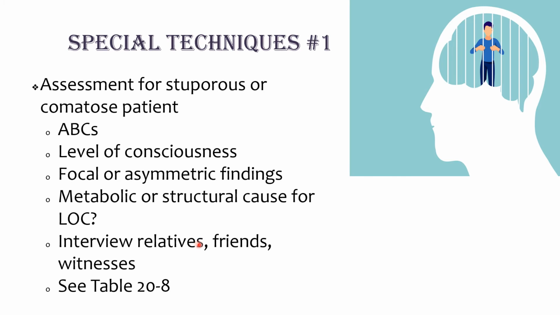Interview the relatives, the friends, or witnesses to establish the speed of onset and duration of unconsciousness. The warning symptoms, precipitating factors, or previous episodes and the prior appearance and behavior of the patient are helpful. Any history of past medical and psychiatric illness is also useful.